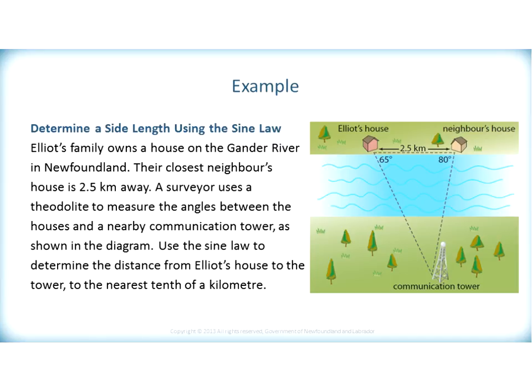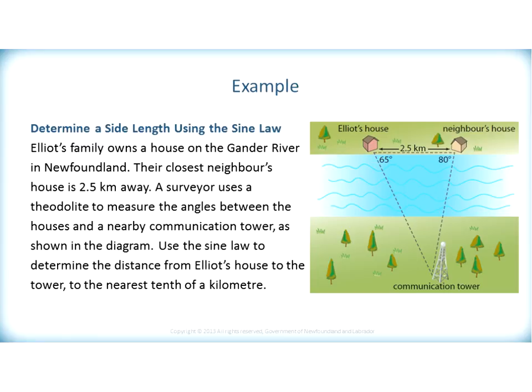Okay, we're going to look at a word problem here, another example. Elliot's family owns a house on the Gander River in Newfoundland. Their closest neighbor's house is 2.5 kilometers away. A surveyor uses a theodolite to measure the angles between the houses and a nearby communication tower as shown in the diagram.